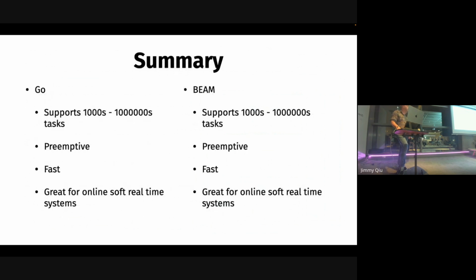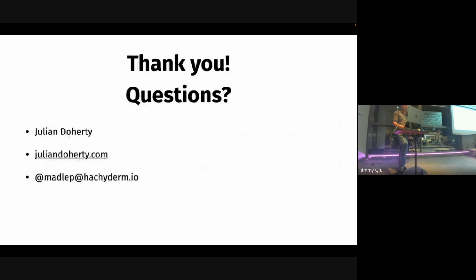So in summary, Go supports a lot of processes, reactive, fast, great for online software real-time systems. Beam, basically the same thing. They're both really good. So yeah, that's all. Thank you.